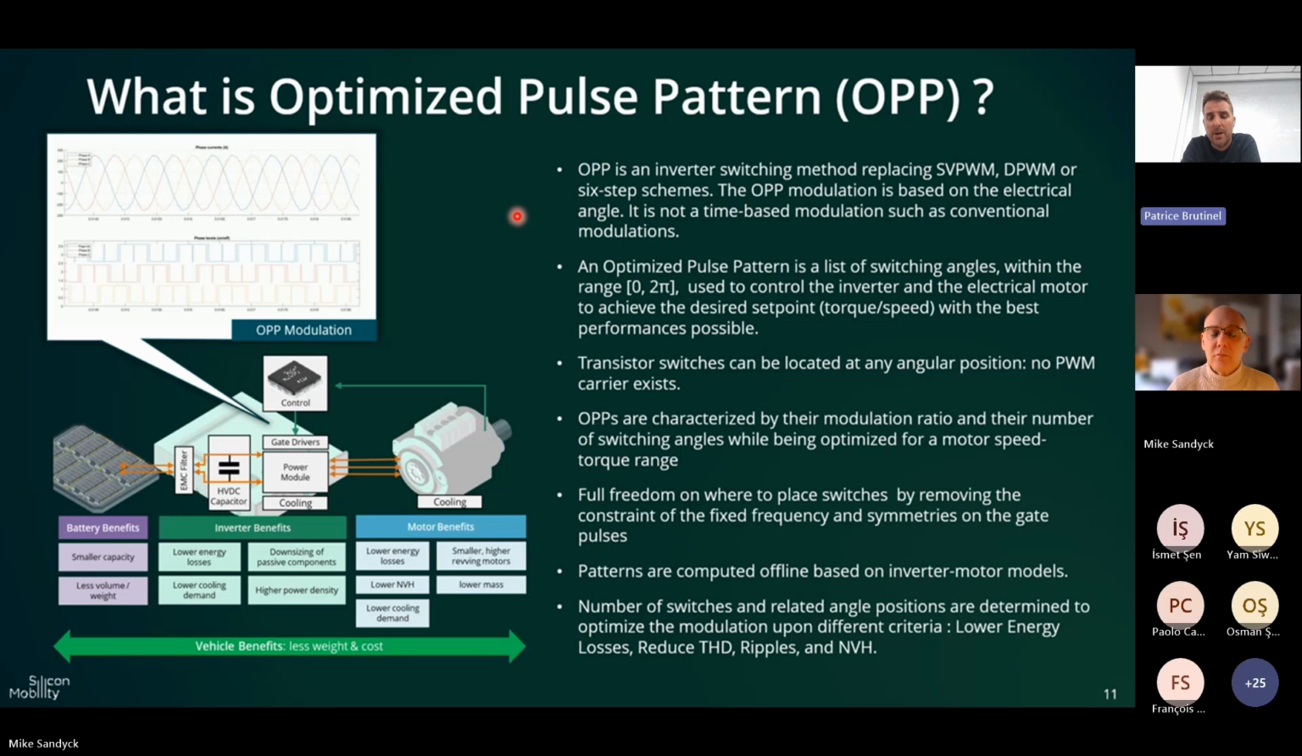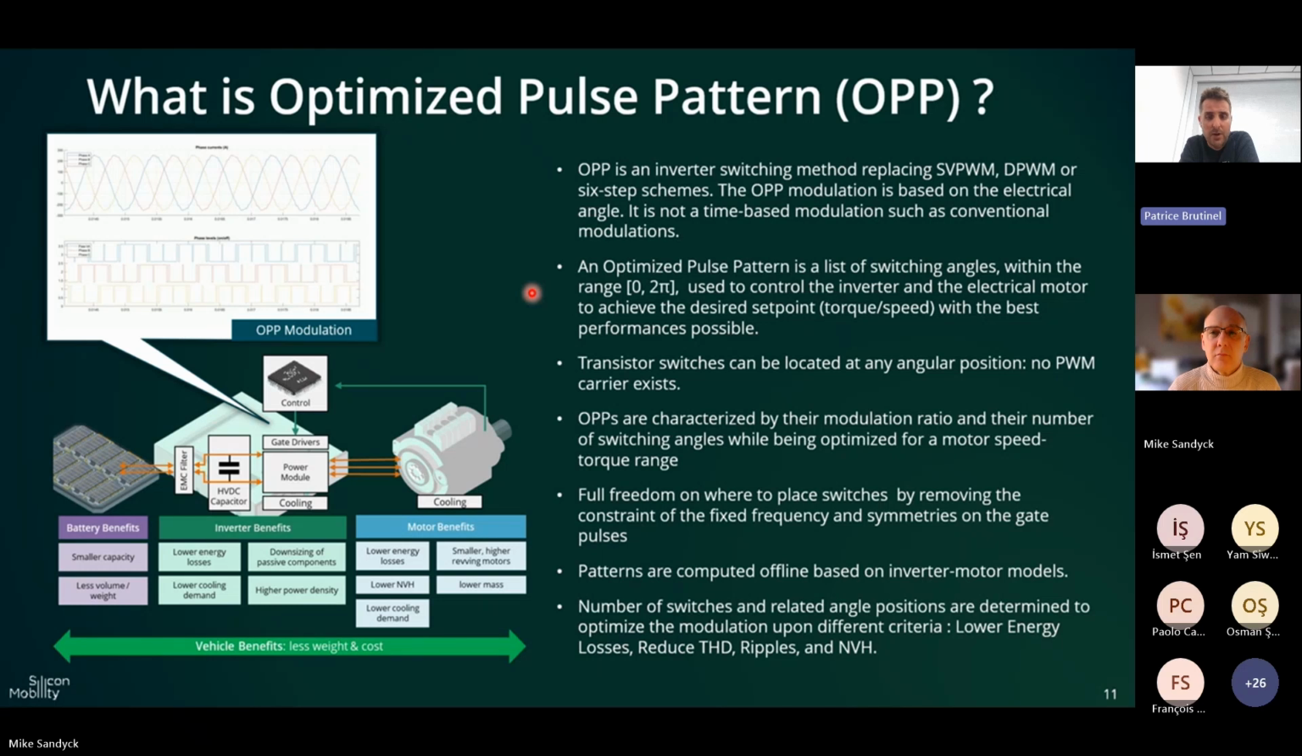Angle-based means that you are removing all the PWM carrier. You don't have a fixed frequency carrier anymore, but you locate the transistor switch at any angular position. So it gives you full freedom to place the switch by removing the fixed frequency and the symmetry on the gate pulse. This way, we can define optimized pulse patterns, which are a list of switch angles within the range of 0 to 2π, and use them to control the inverter and the motor.